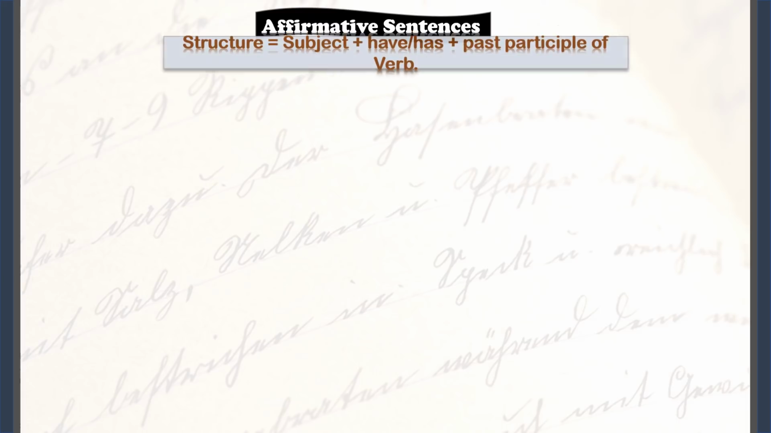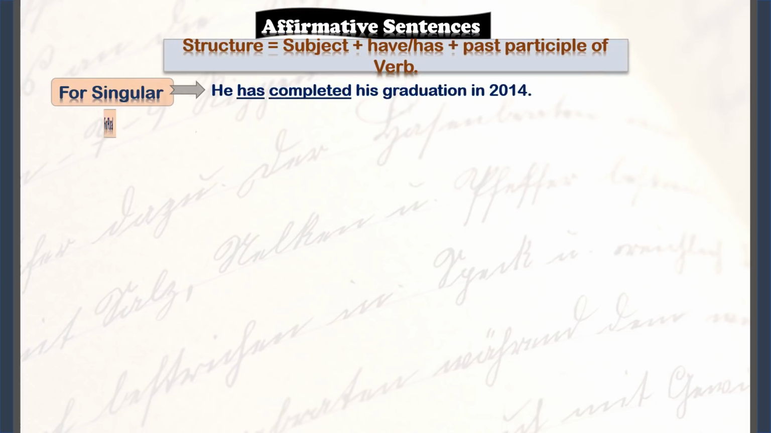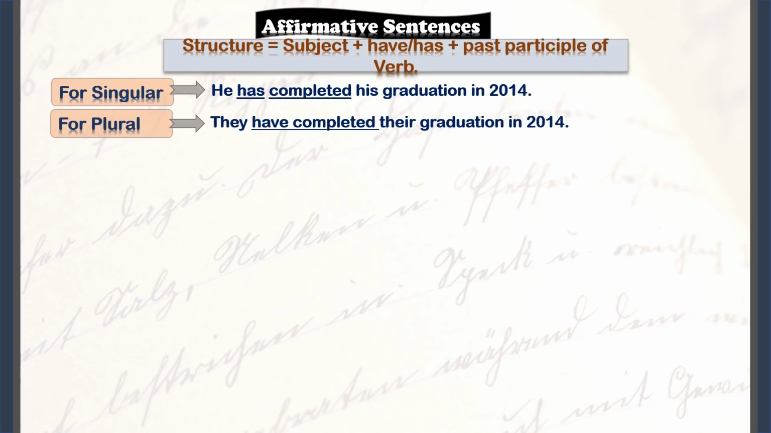Let us look at types of sentences based on present perfect tense. First is affirmative sentence. The structure is subject plus have or has plus past participle of the verb. Example for singular, he has completed his graduation in 2014. For plural, they have completed their graduation in 2014.